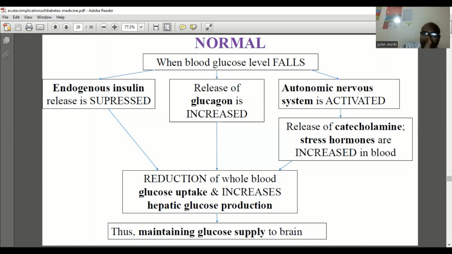Number two is the release of glucagon, which is the antagonist of insulin, and this results in reduction of blood glucose uptake and increases hepatic glucose production and maintains the blood glucose. The other way is that the autonomic nervous system is activated, resulting in release of catecholamines, and the stress hormones are increased in the blood, resulting in reduction of blood glucose uptake and increased hepatic glucose production, resulting in maintenance. So that is the way the body maintains its normal glucose in those three pathways if there is hypoglycemia.